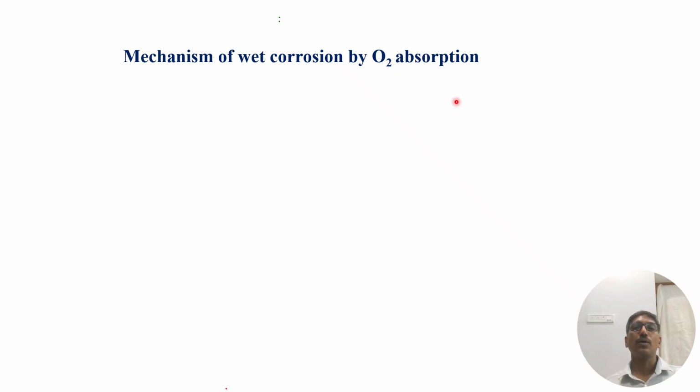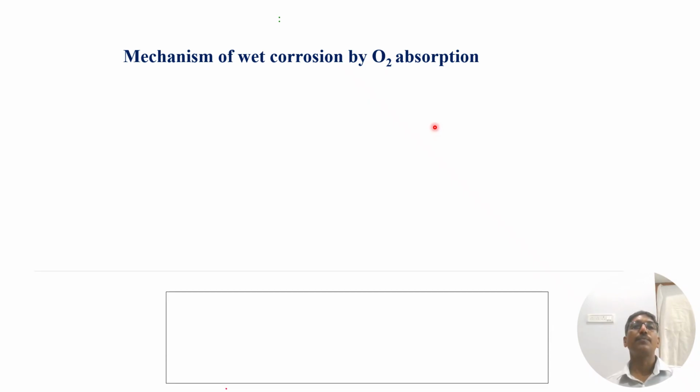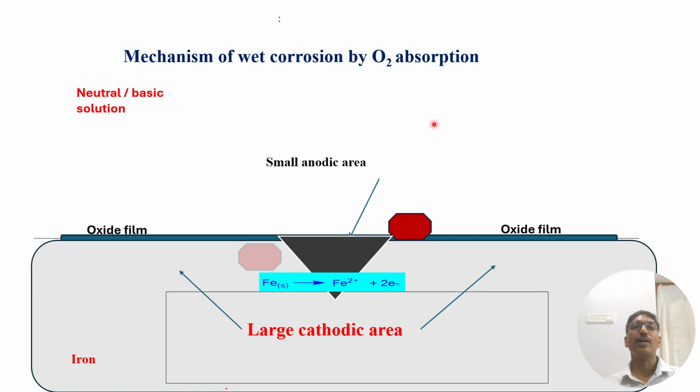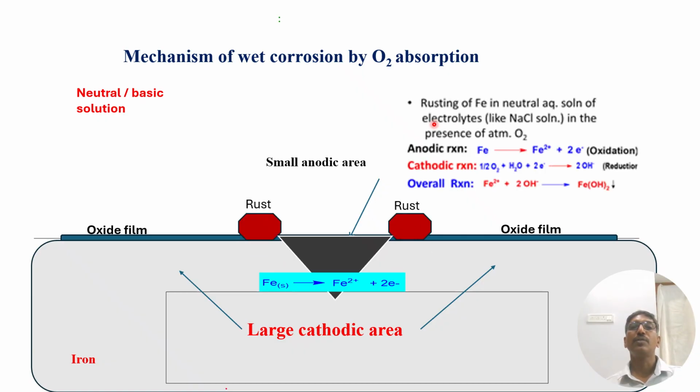Now let's move on to the other mechanism of wet or electrochemical corrosion, that is oxygen absorption. Now consider the same iron container, this time coated with an iron oxide layer and immersed in a neutral electrolytic solution, under neutral or alkaline condition. The dominant mechanism shifts to oxygen absorption rather than hydrogen evolution. Here, the oxide film, what you can see on the surface of the metal iron container, itself plays a critical electrochemical role.